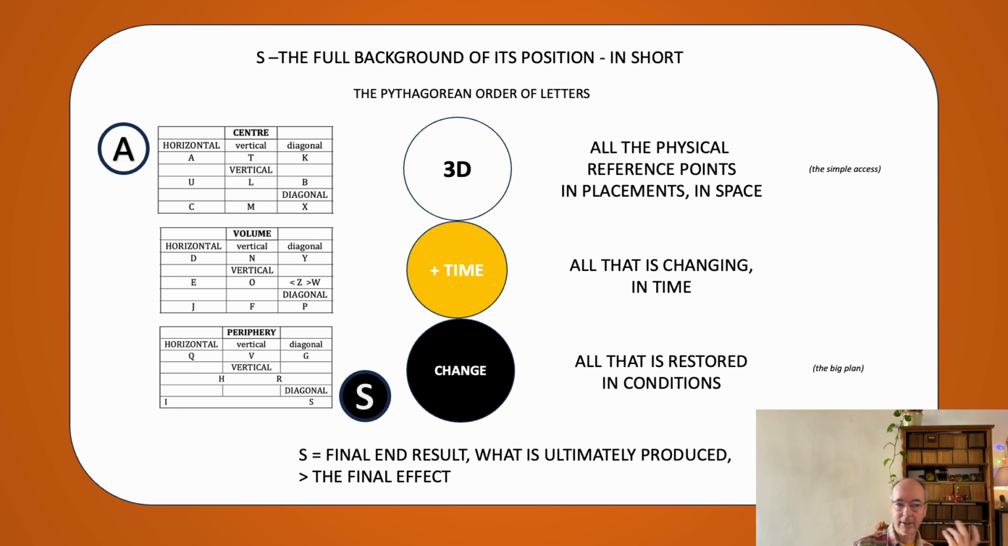So the S in the end, because it wants to be simple, it is just about the end result, what is ultimately produced, the final effect. That's what I also said at the end. So I will give you already an example of a word or few words, simply because of the placement of the letters on this scheme.